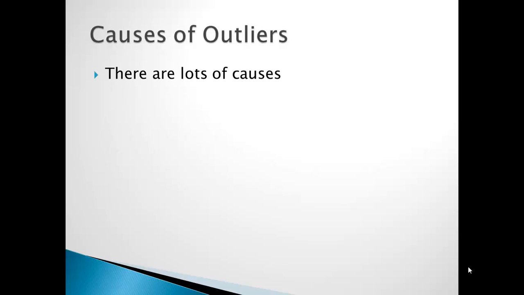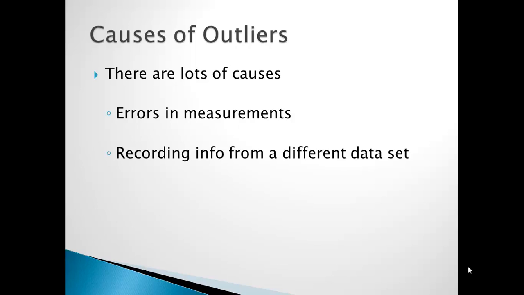There are a number of causes of outliers, and some of the examples are just a straight error in measurement. You've measured the wrong thing, or you've made a mistake recording the measurement. It's possible that you could record inadvertently from a different data set.